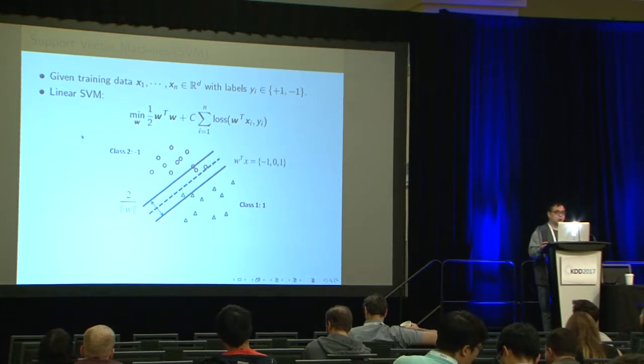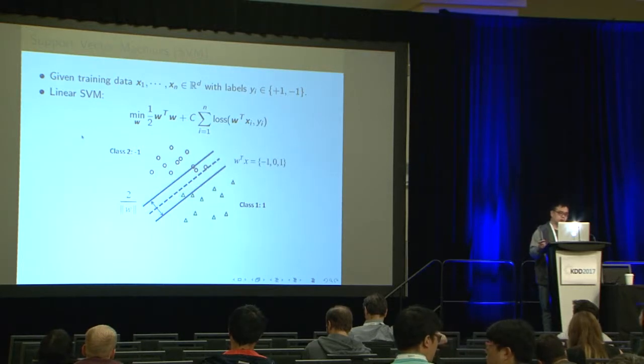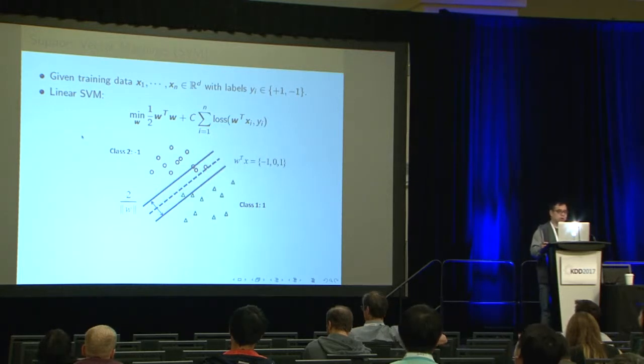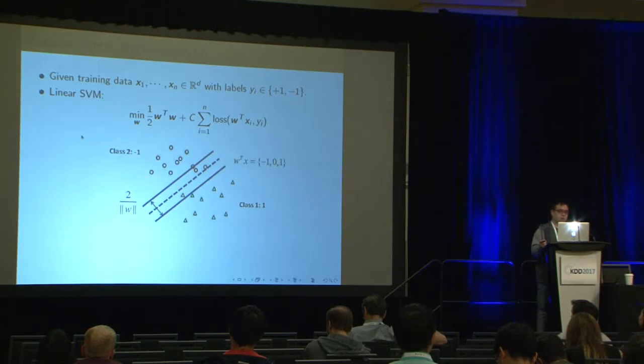So some background about support vector machines. In this talk, we basically consider the binary classification problem, but everything can be extended to multi-class. In the binary classification problem, we have training data x1 to xn. Each xi is a d-dimensional feature vector, and each is associated with a label yi belonging to positive 1 or negative 1.